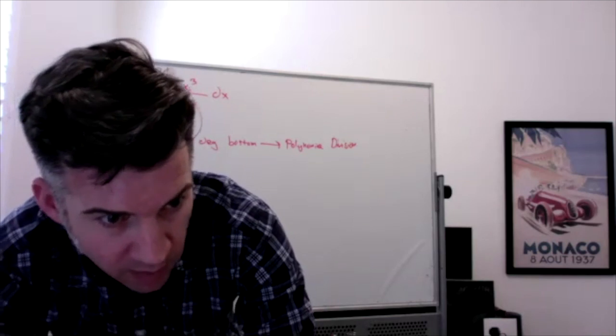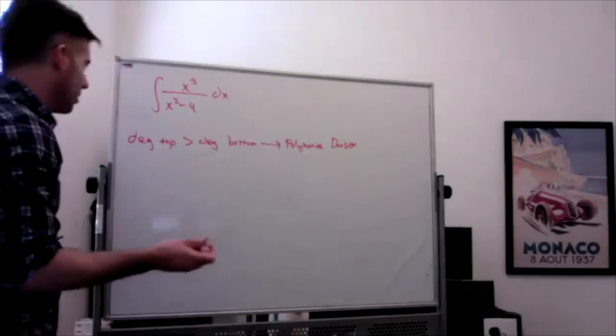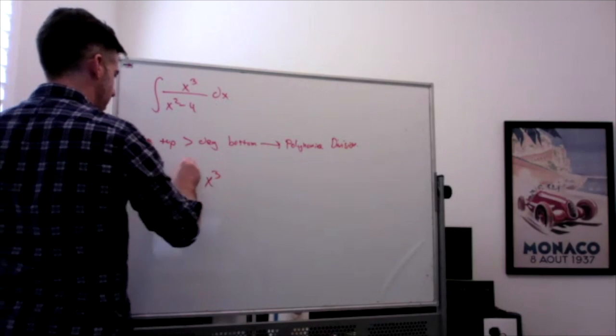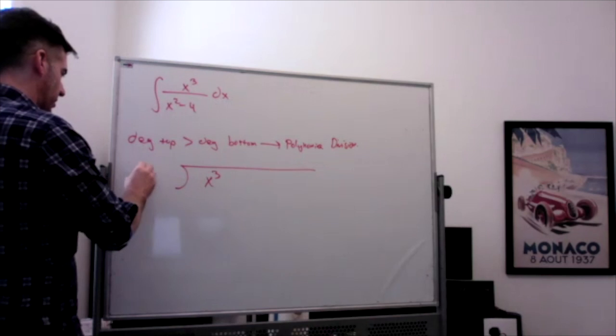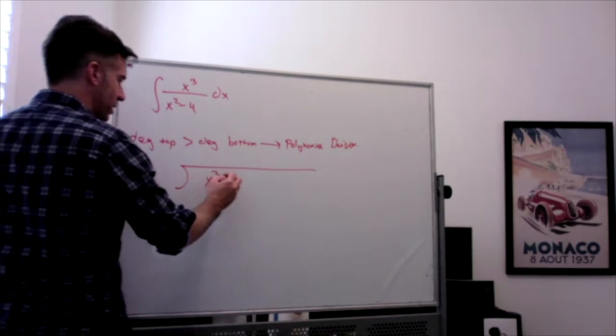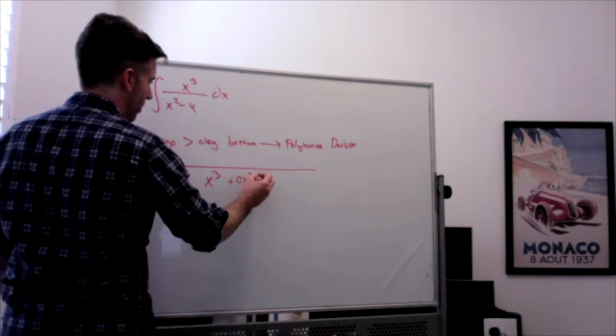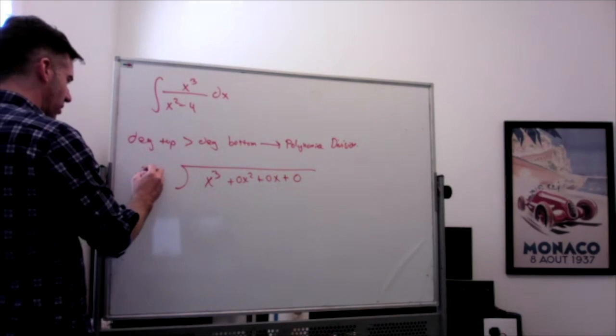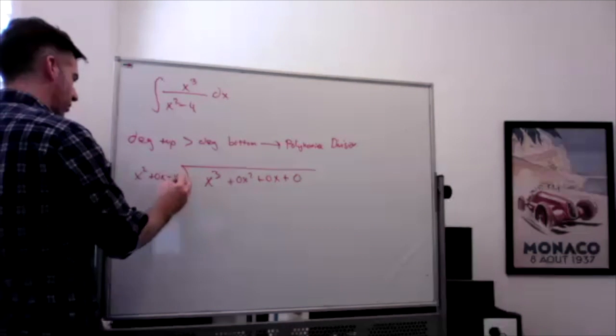Okay. So I'm going to divide x cubed by x squared minus 4. And I'm going to fill in the missing terms. I'm really going to have x cubed plus 0x squared plus 0x plus 0, and it's going to be x squared plus 0x minus 4.